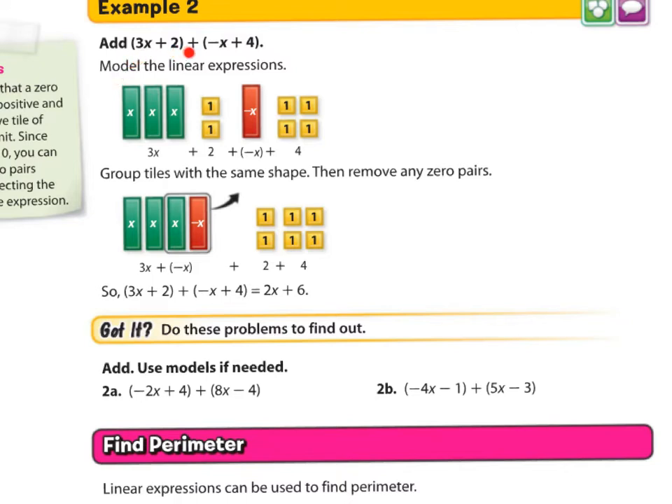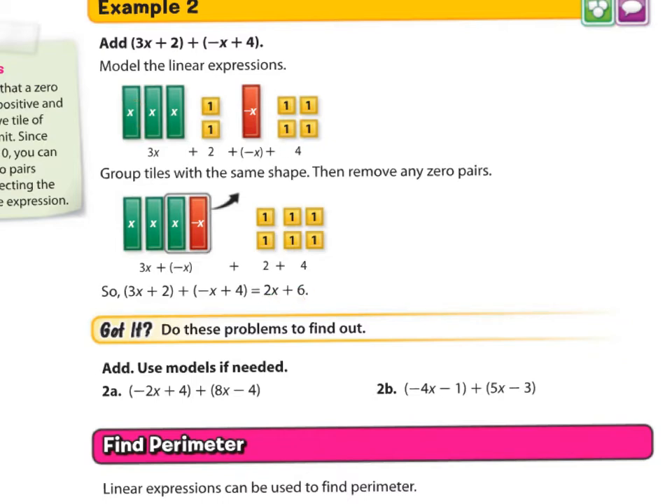So we have 3x plus 2 plus negative x plus 4. 3x's, there's our 3x's, plus 2, you see 1, 2, plus a negative x. We have a negative x, and it's being colored in red because it's being taken away, right? Plus 4. Okay, so we can take these 2 and these 4, put them together, and we get 6. This negative x is going to come in here, and it's going to take away this tile. So that means I'm only left with these 2 tiles. So it should be 2 x's, right? And 6. So 2x plus 6. And that's what it is right there.